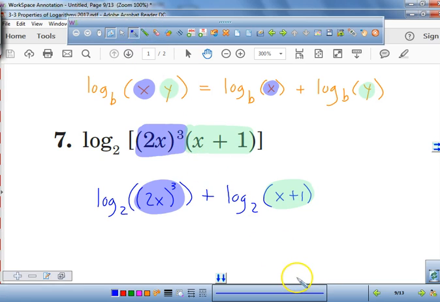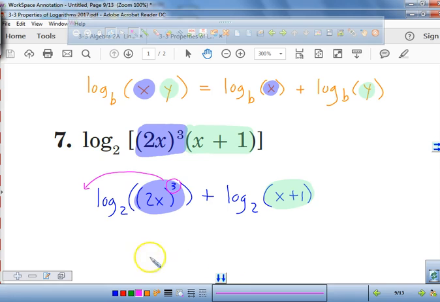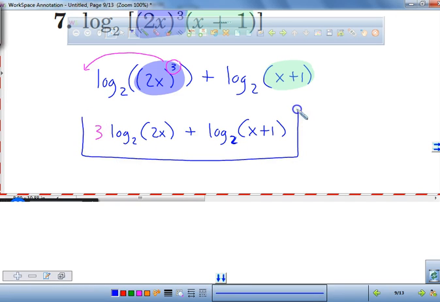Now, there's only one thing we have to do on this problem. That 3 right there? What am I allowed to do with this 3 right here? I'm allowed to move it up front using the power property. So our final answer is 3 times the log base 2 of 2x plus log base 2 of x plus 1. There's everything expanded. What I want you guys to do on your own is to expand all the rest of them on the front page. Take your time, work through it, get them done.